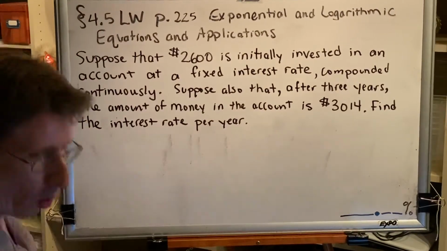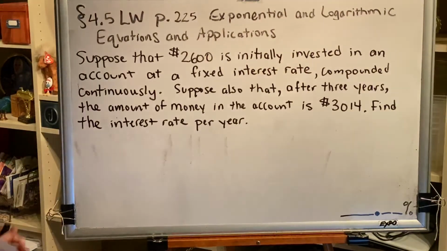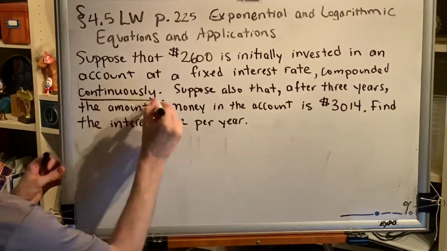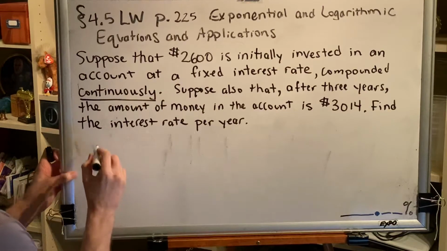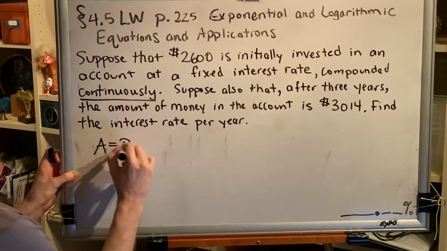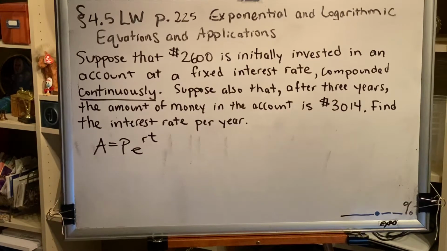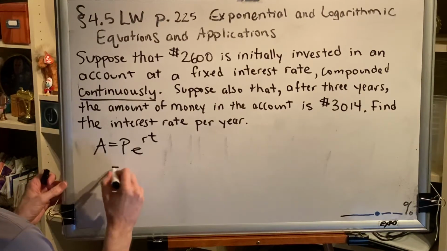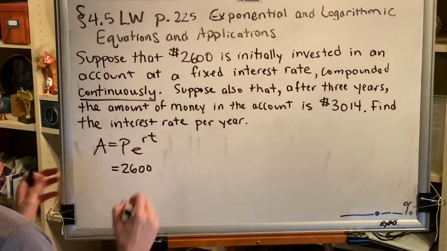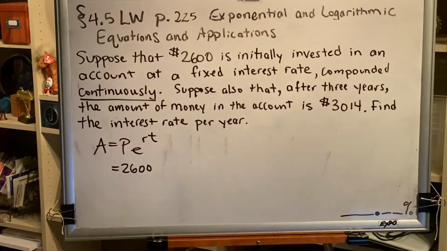Okay, let's begin. So the first thing I notice is that this says it's compounded continuously. That tells me what formula to use: A equals P e to the rt. All right, so let's read the problem and start filling in the values of the variables as we go. Suppose that $2,600 is initially invested. That's telling me P. P is the starting amount in an account at a fixed interest rate compounded continuously.